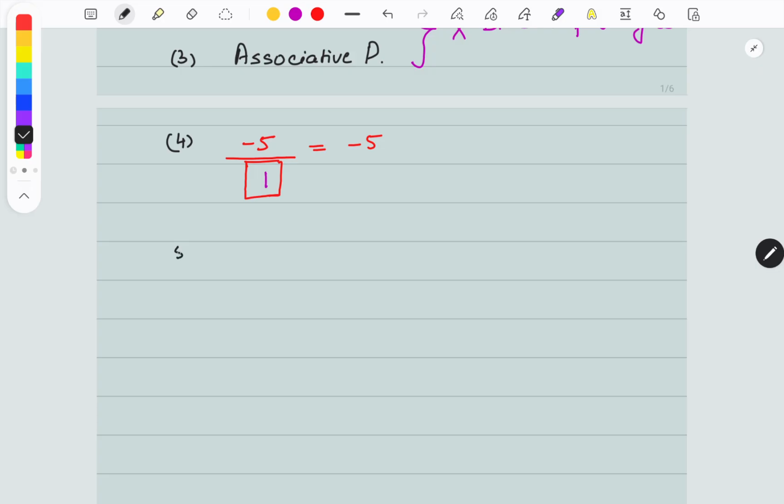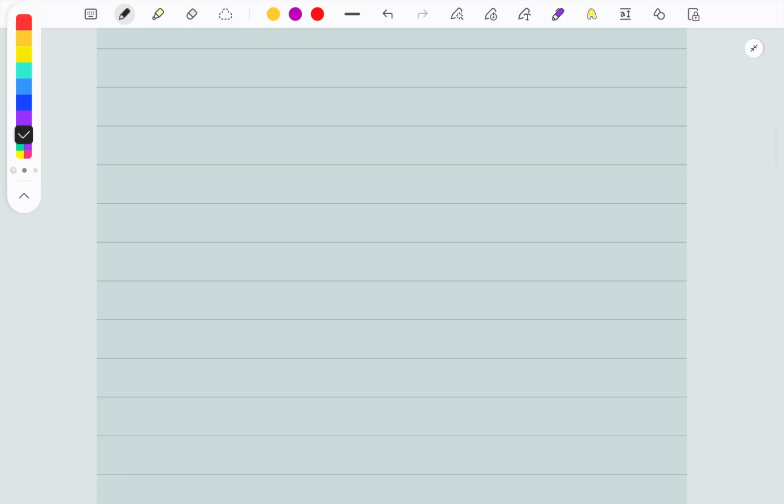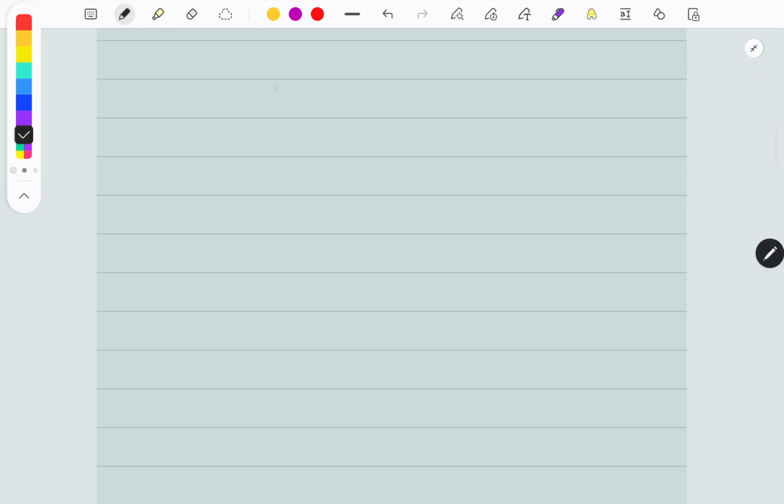Now we move on to the fifth property that says for any integer, 0 divided by it gives 0. Let's say our integer is minus 9. So 0 divided by minus 9 will give the answer 0. So these were the properties of division of integers. Now we talk about another topic, that is order of operations.